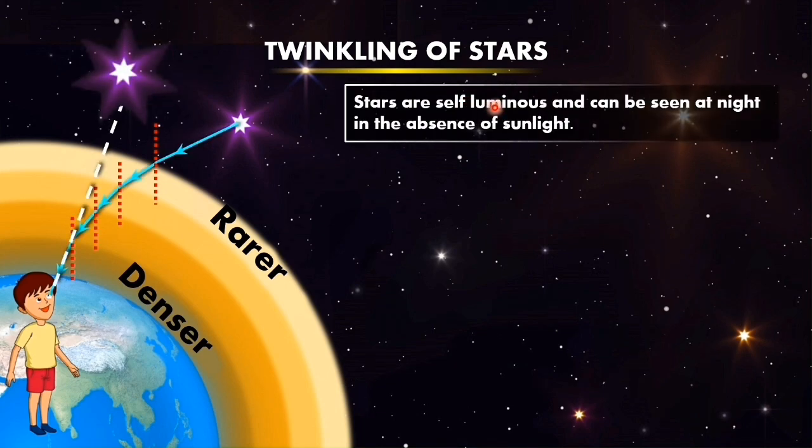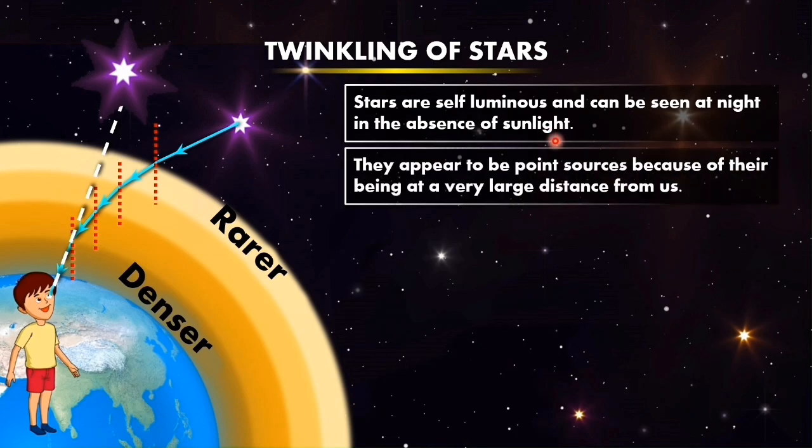So stars are self-luminous and can be seen at night in the absence of sunlight, and they appear to be point sources because of their being at a very large distance from us. Basically, we can see stars at night, right? Stars are self-luminous. That means they can produce their own light. And because stars are at a large distance from us, we see them as point sources.